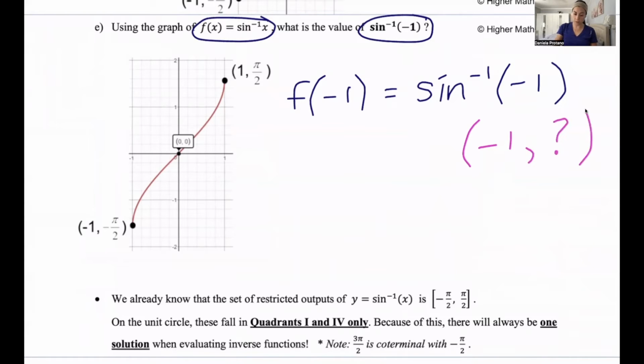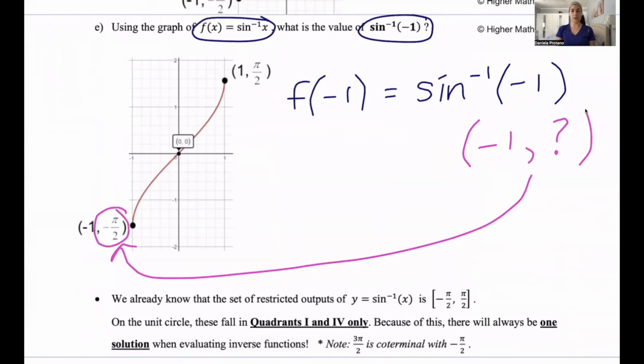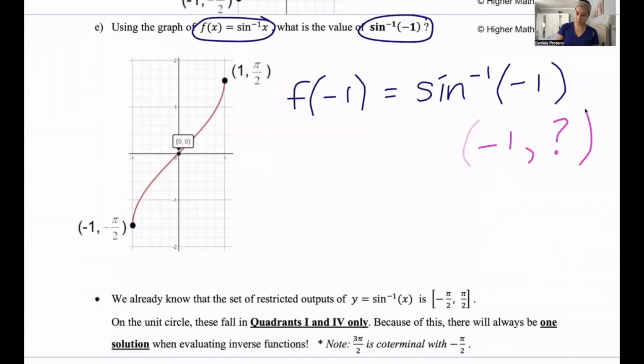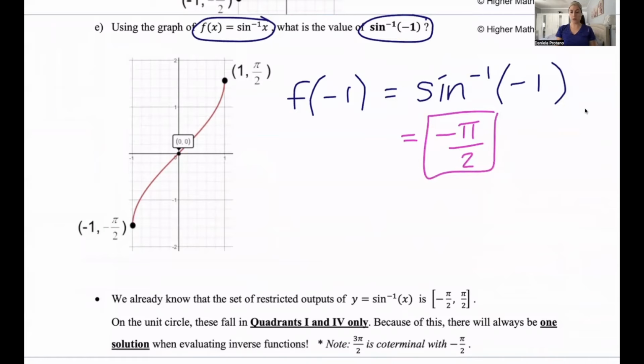And we can clearly see, if you look over here, the answer is going to be -pi/2. So -pi/2 would be our answer. If you look on the unit circle, if you were asked, what's inverse sine of -1? We're going to see later. The -pi/2 is coterminal, in the same spot as 3pi/2.